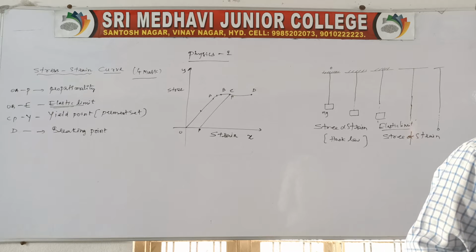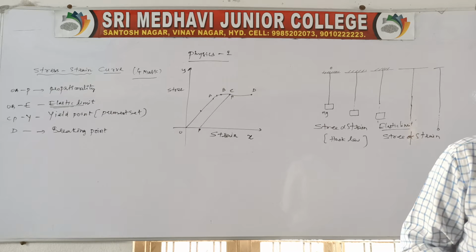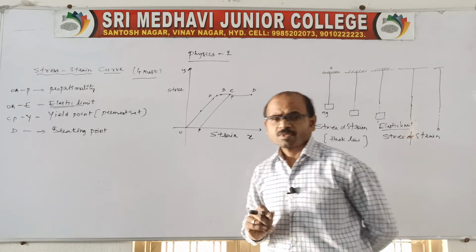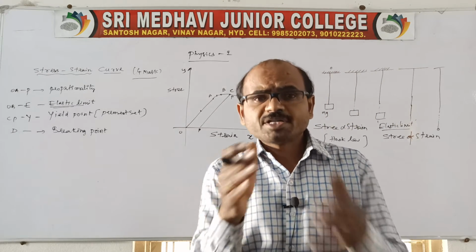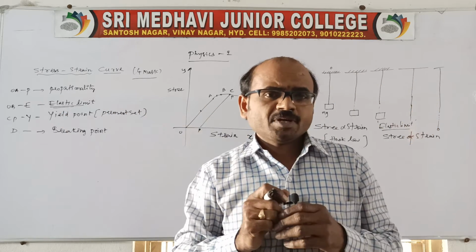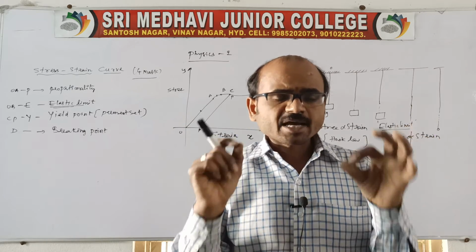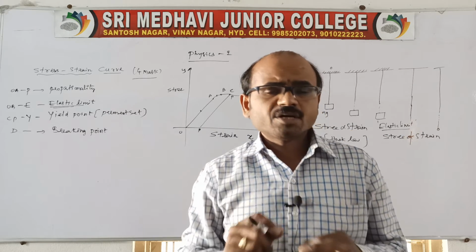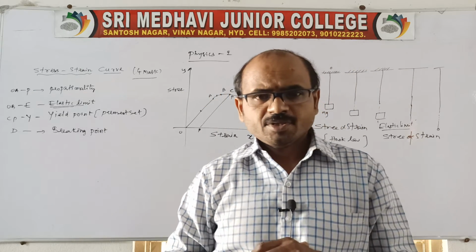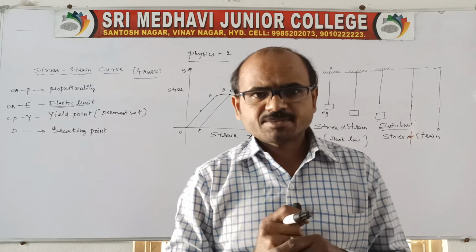Now I want to say one more statement, related to the distance between the yield point and breaking point. If the distance between the yield point and breaking point is very large, that means there is a large gap, then that type of material can be used to prepare thin wires, which we call ductile metals.